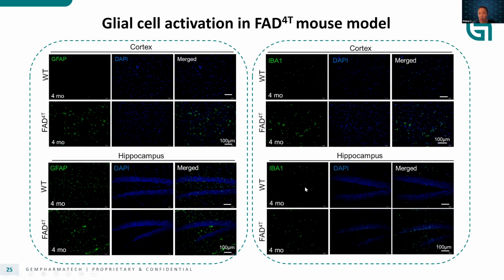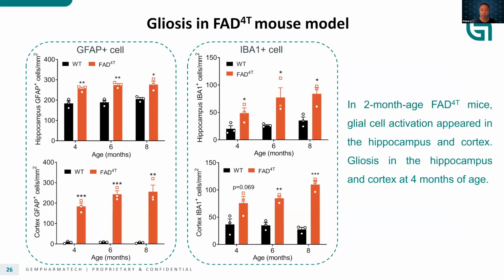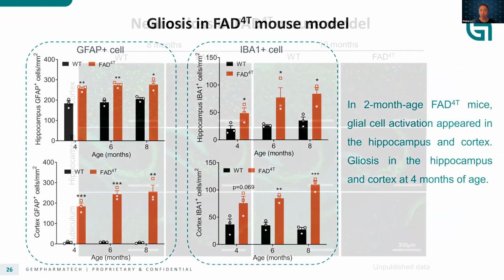And then the row on the top is the wild type animal, and the lower row is the FAD4T. So for both cell types, there is a distinct and obvious increase of these two cell types in the cortical and hippocampal regions. And here is the quantification by cell number.